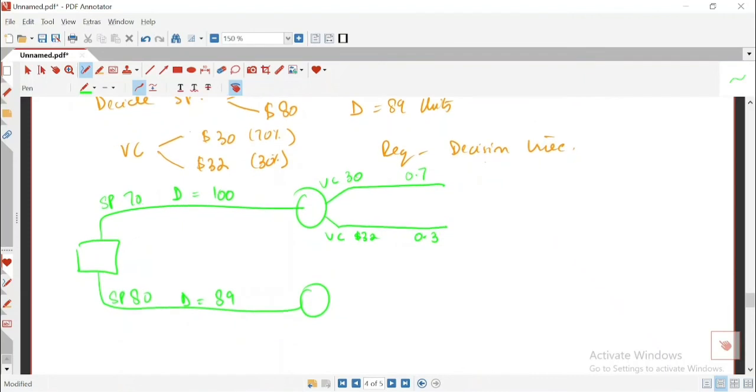Okay, and the other option that we have is to charge selling price as 80. So we have another same variable cost 30 होगी तो 0.7, and if the variable cost is 32, the probability is going to be 0.3. Now how are we going to calculate our contribution?